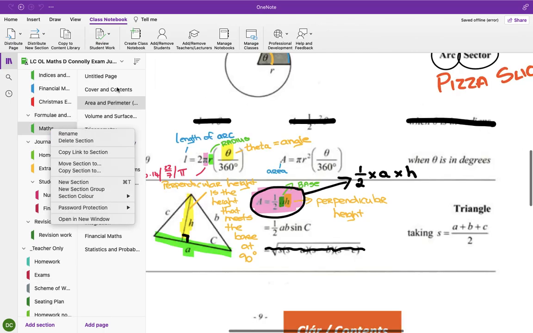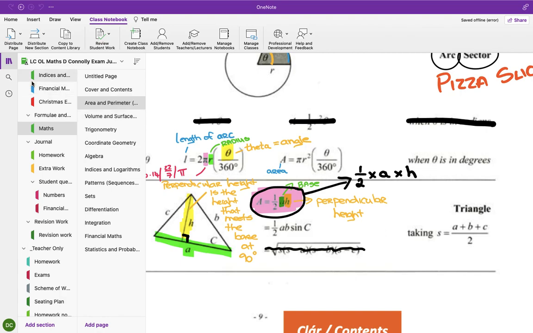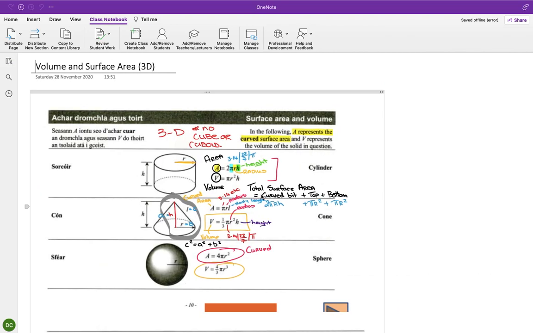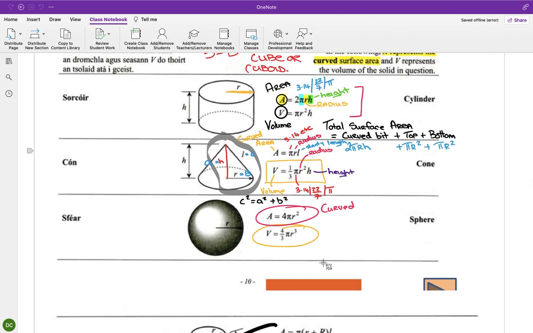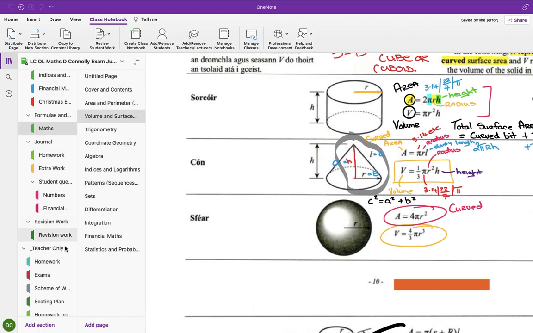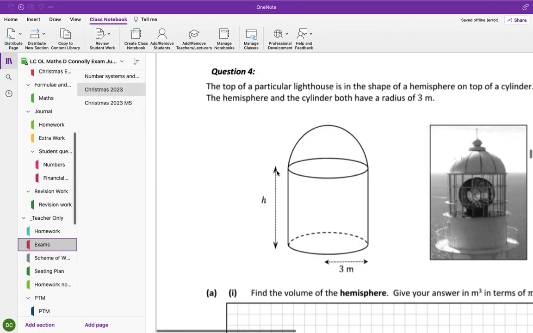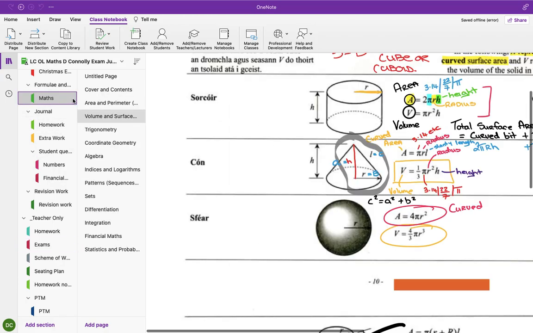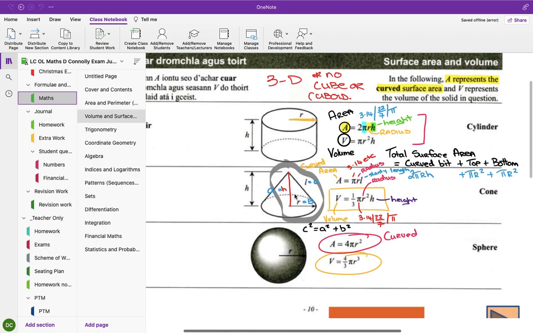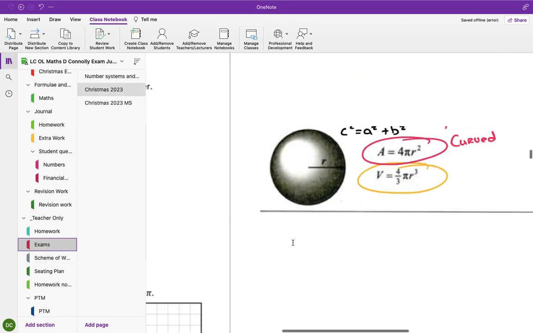So if I go out here, go into my formula and tables book. So hemisphere is there. And then the cylinder is the one at the top there. Okay, just so I have them.